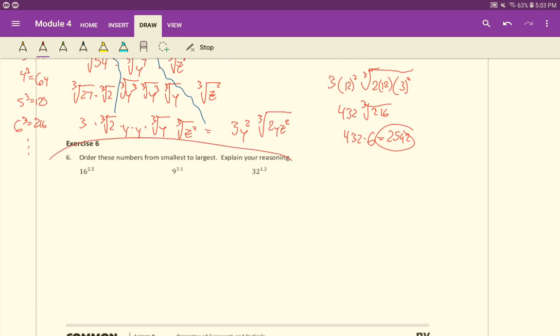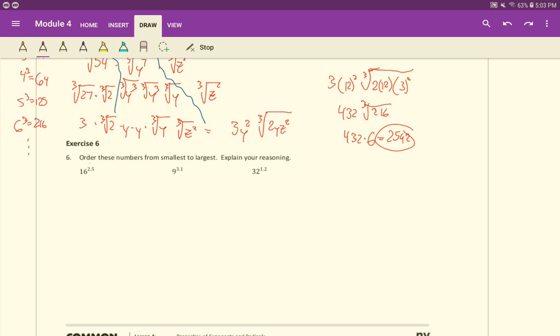Okay. Order these numbers from smallest to largest. Explain your reasoning. Why don't you guys go ahead and do that? Okay. Order the numbers from smallest to largest and explain your reasoning. So look at them and think about how you could determine the order, the power of these numbers, or the value of these numbers, and which one's biggest and which one's least. Okay, hopefully you had a chance to do that here.